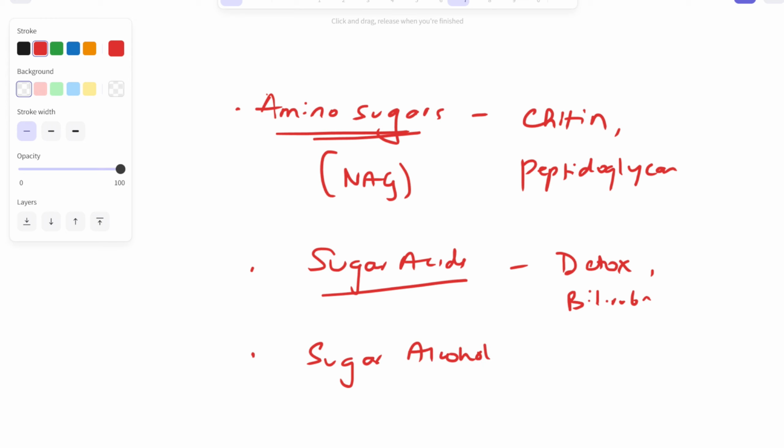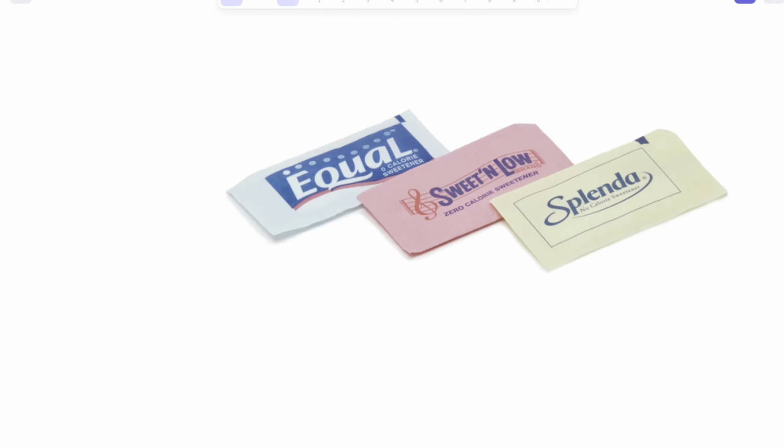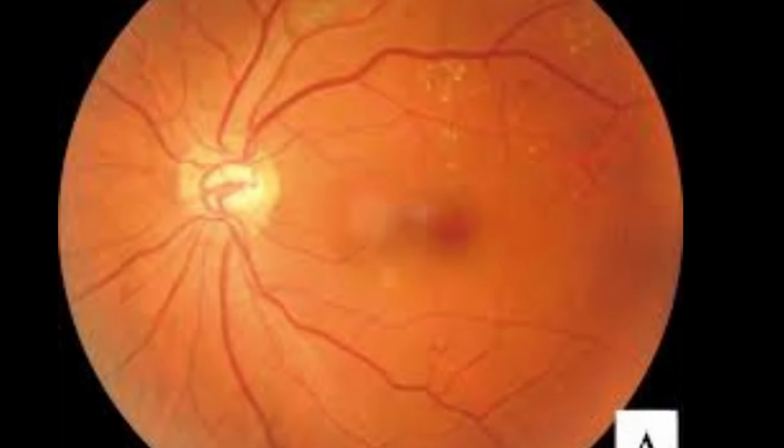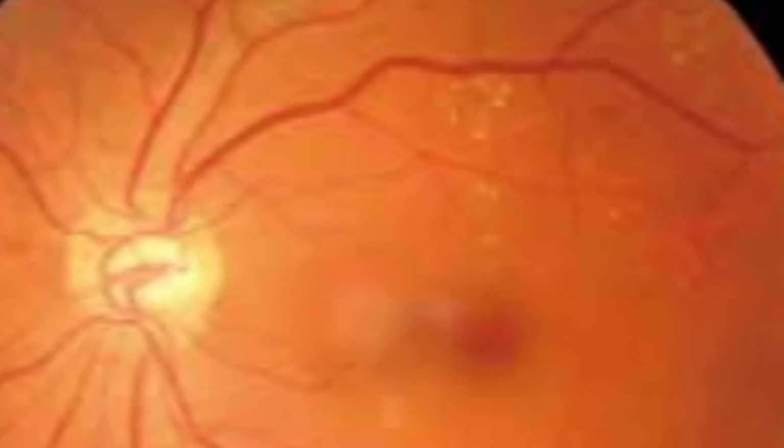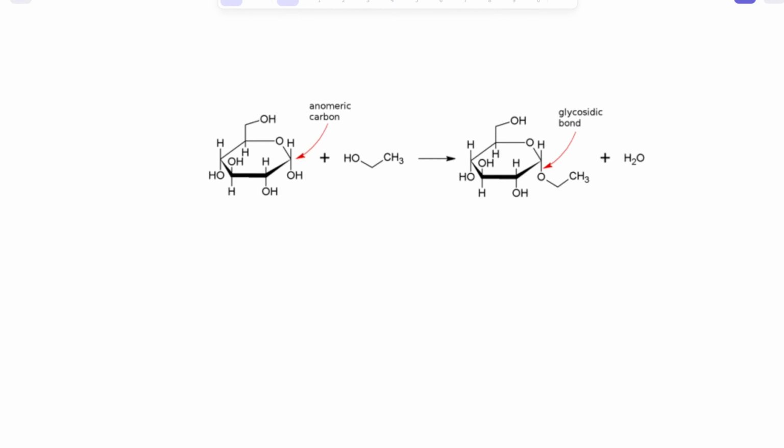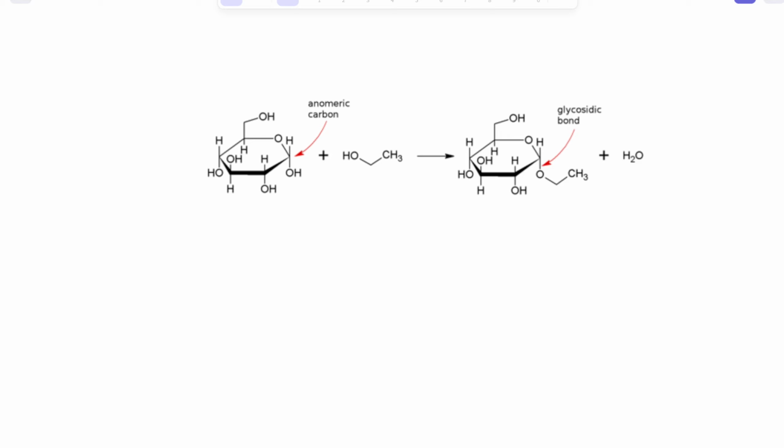The third one is sugar alcohols. These are formed by reduction, like sorbitol. These are used as sweeteners, but in diabetics, accumulation can lead to osmotic damage, contributing to complications like retinopathy and neuropathy. Now that we have discussed monosaccharides, we move to disaccharides.